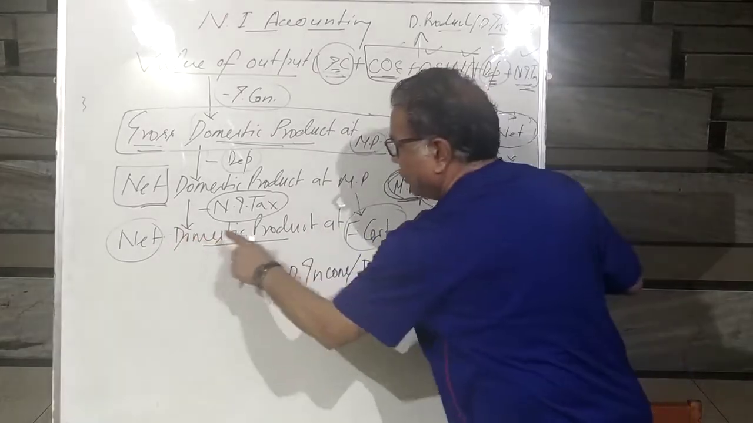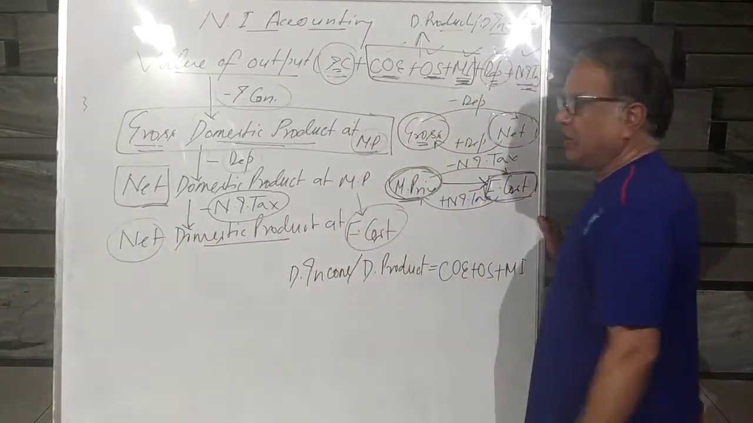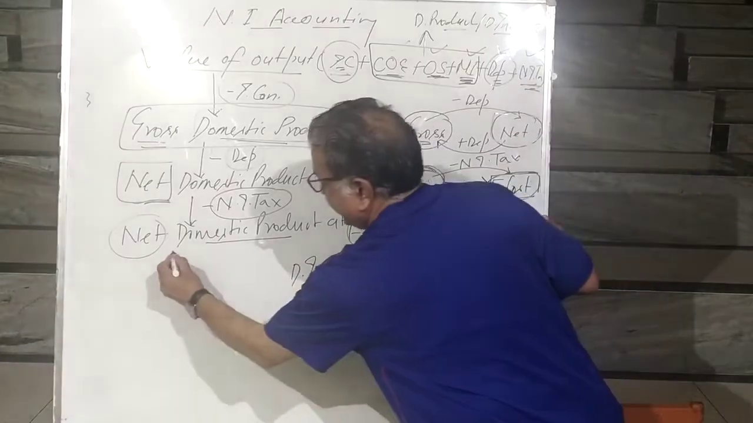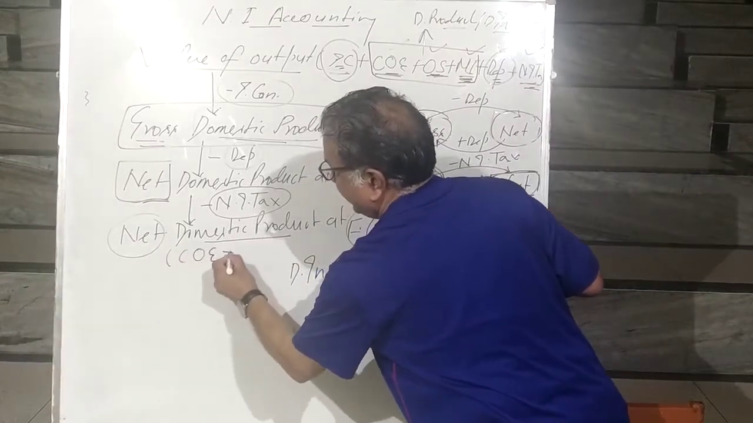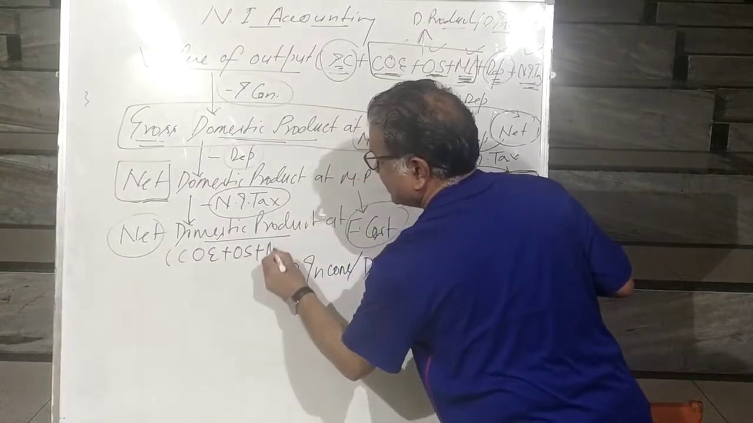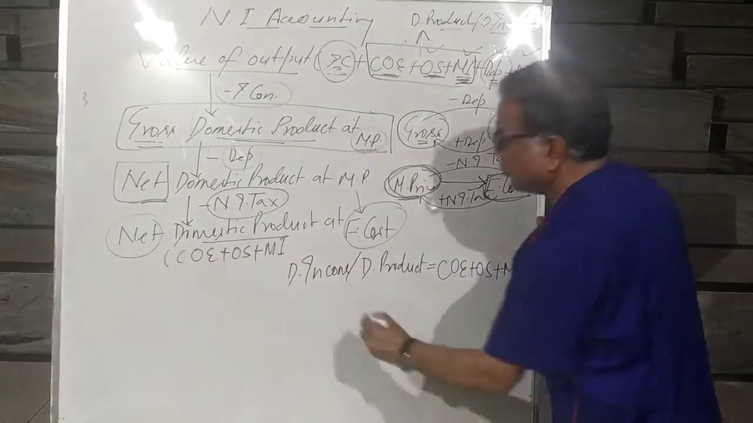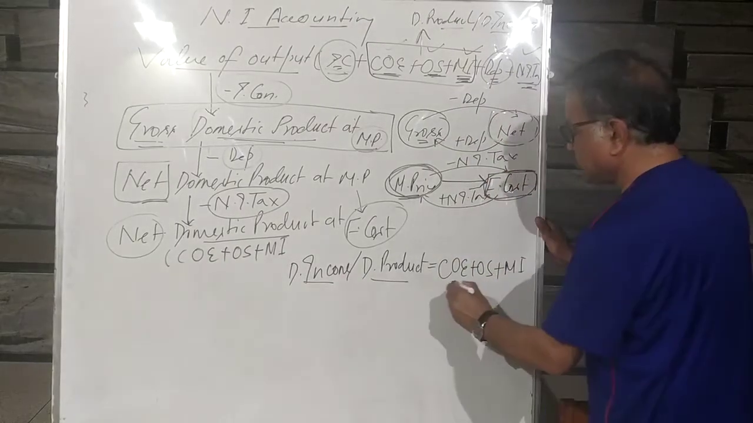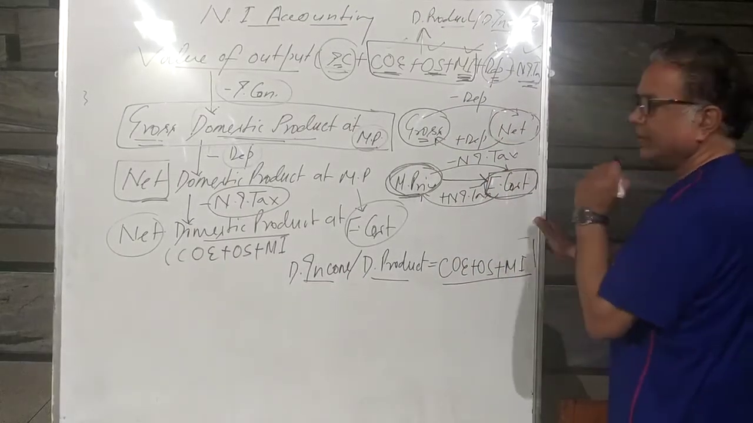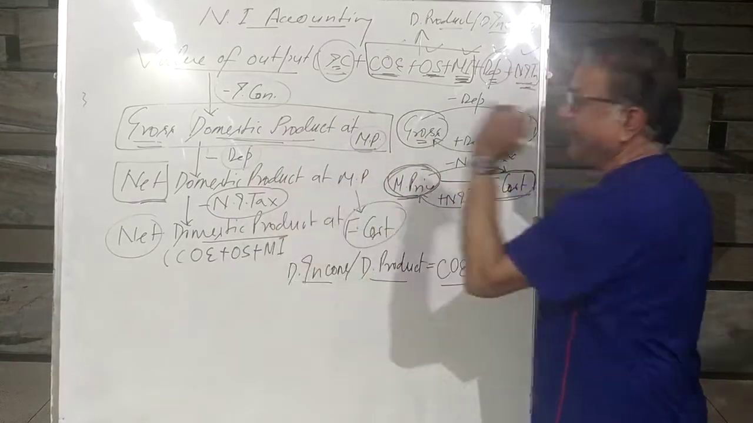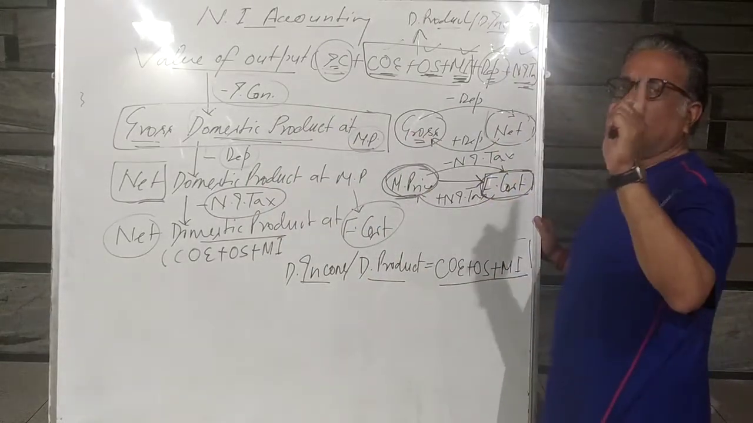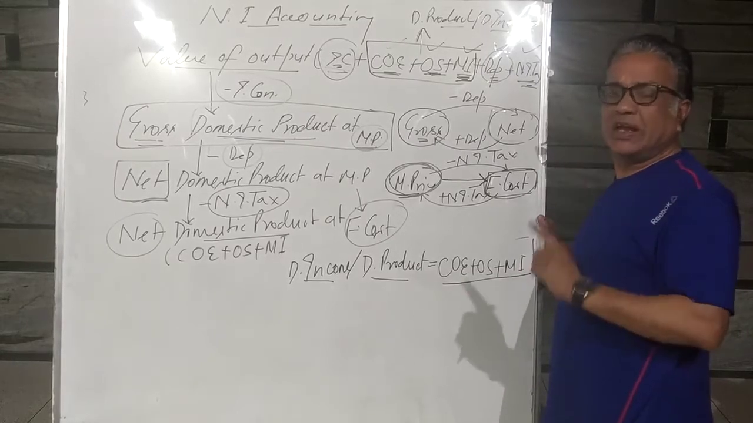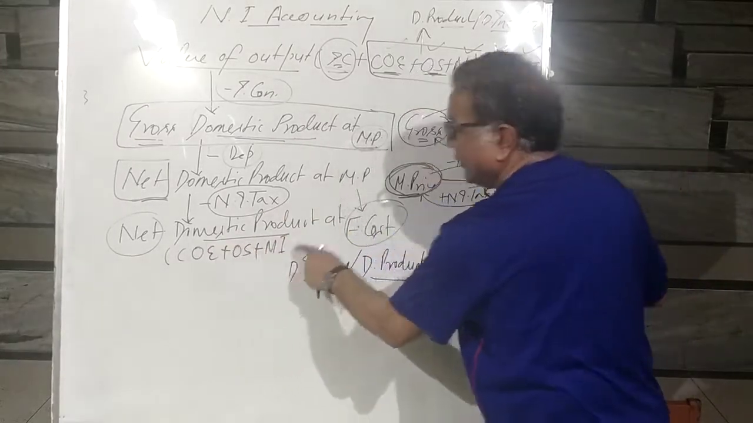So what do you call net domestic product at factor cost? No depreciation, no net indirect tax, only domestic product, which means COE plus OS plus MI. That is known as domestic income or domestic product. That is COE, OS and MI. So out of these aggregates of domestic product, what is known as domestic income has only COE, OS and MI.